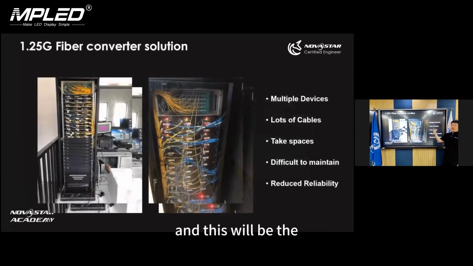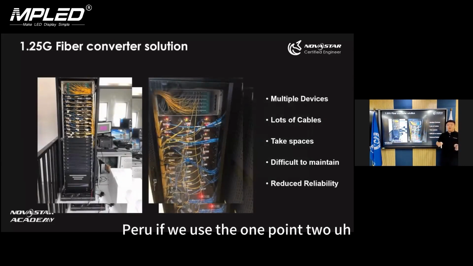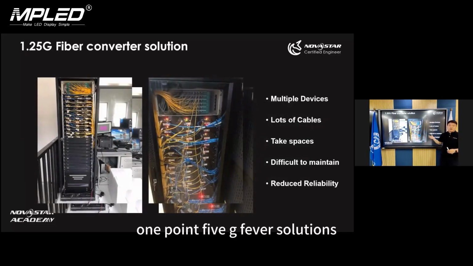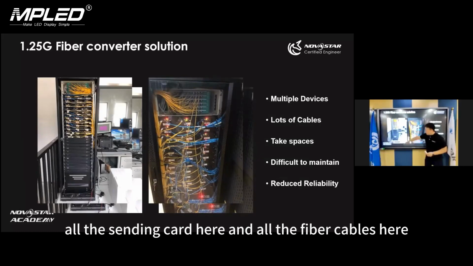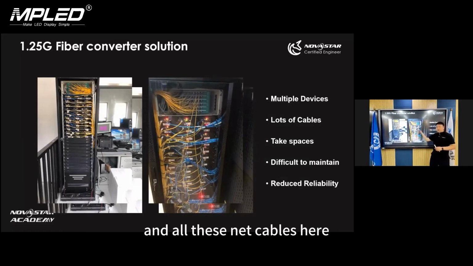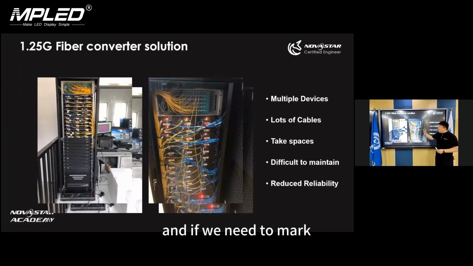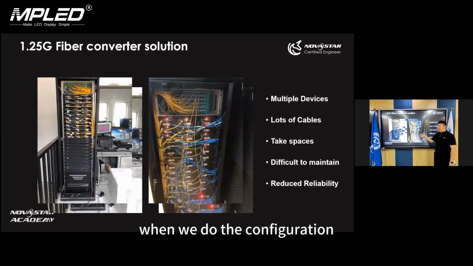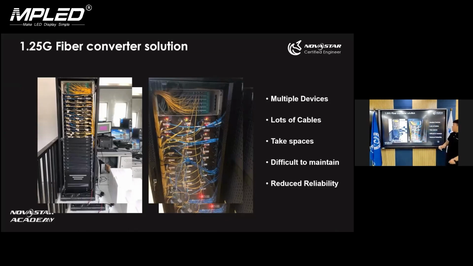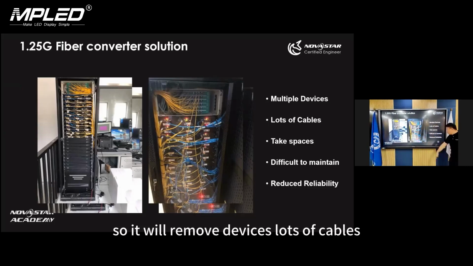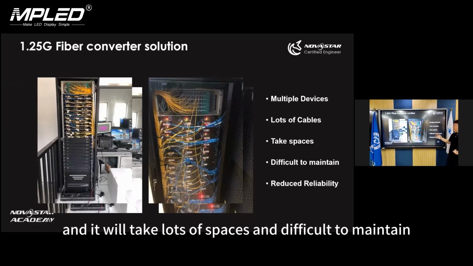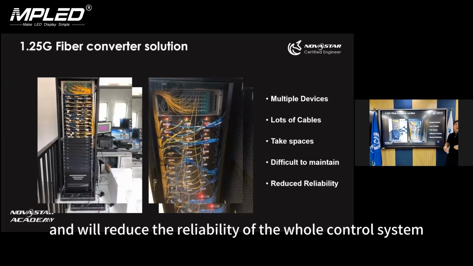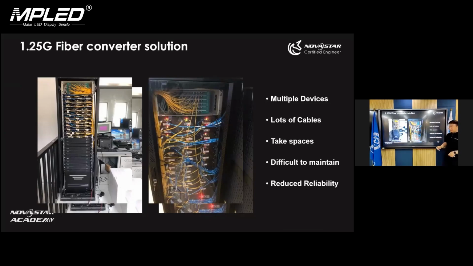And this will be the control room if we use 1.25G fiber solutions. All the sending cards here, all the fiber cables here, and all these net cables here. And then we need to mark numbers on them, otherwise we may be confused when we do the configuration. So it will be multiple devices, lots of cables, taking a lot of space and difficult to maintain, and it will reduce the reliability of the whole control system.